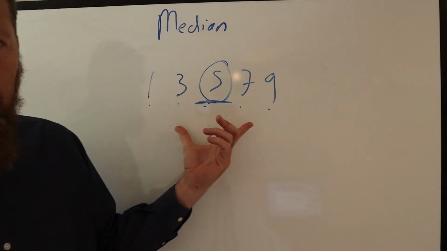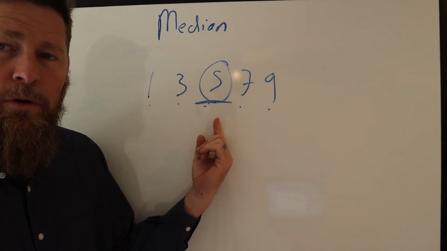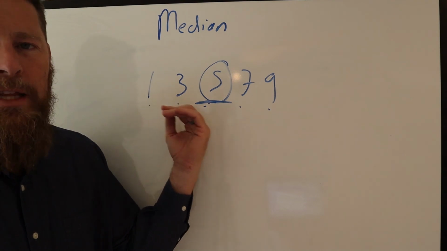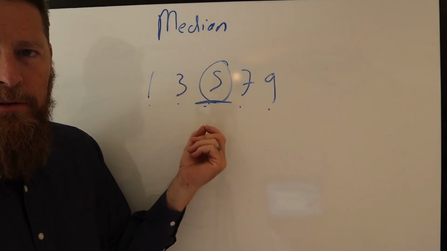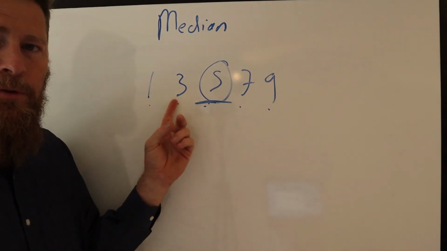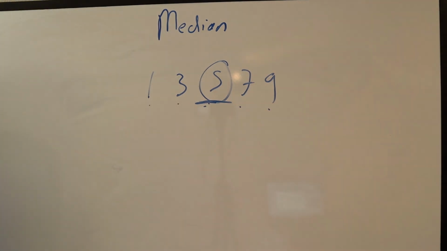If there's an odd number of scores, the median is the middle score. If there's an even number of scores, like we did in the two examples before, you take the two middle numbers, average them, add them up and divide by 2. That gives you the median for that distribution.